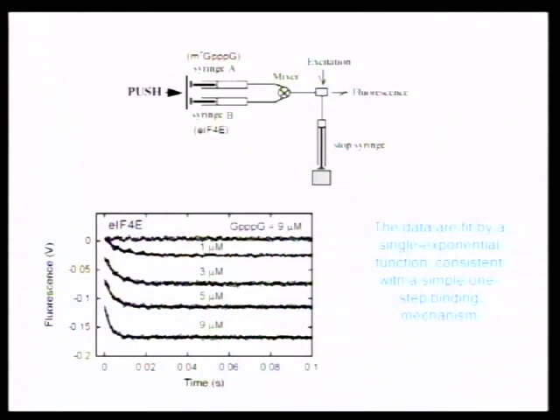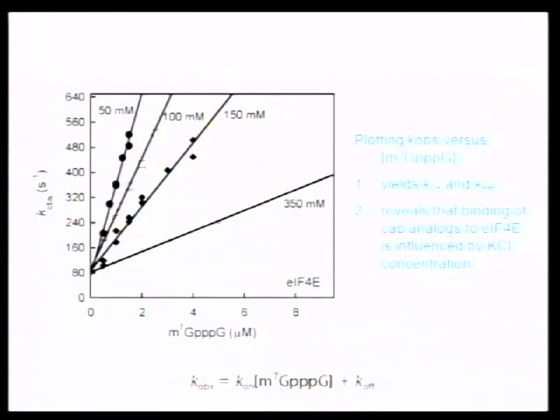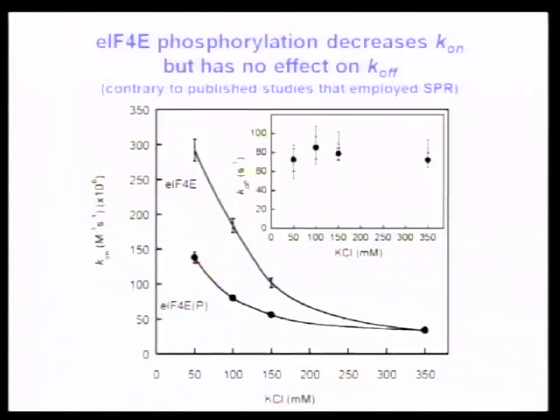The previous data said that it was a two-step reaction, but we have an explanation for why they got that result. When you take the observed rate constants and plot them against cap analog according to this equation, you can get on and off rates. We can see that KCl strongly influences this, that the kinetics are inhibited by higher and higher salt. But if you now compare the unphosphorylated to the phosphorylated form of the protein, you can see that the on rate is about 2.5 times lower when the protein is phosphorylated than in its absence, but there's no effect on the off rate.